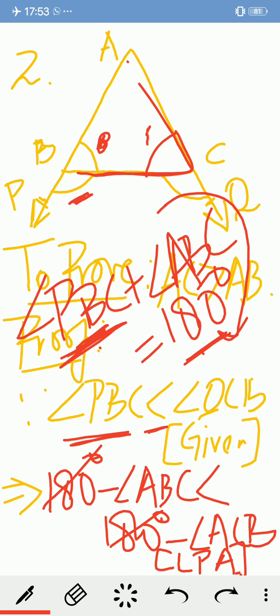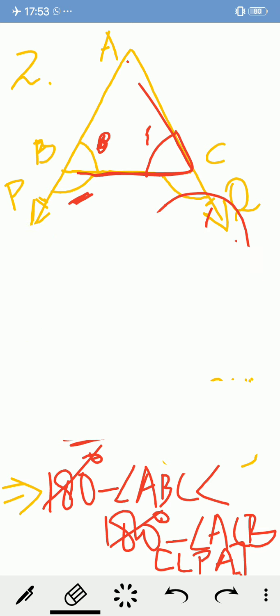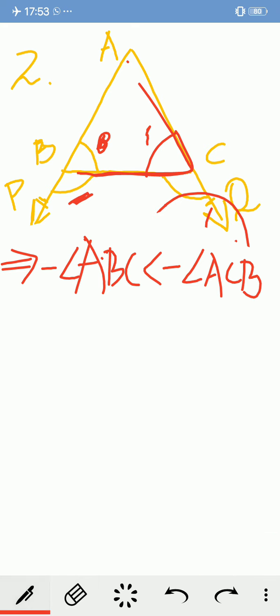Let me draw the figure first. Okay, which implies that negative times angle ABC is less than negative times angle ACB. Now multiplying negative 1 throughout. Now pay attention to one thing. This is a very important point. Pay attention to this. I'll show you this thing before we go further.